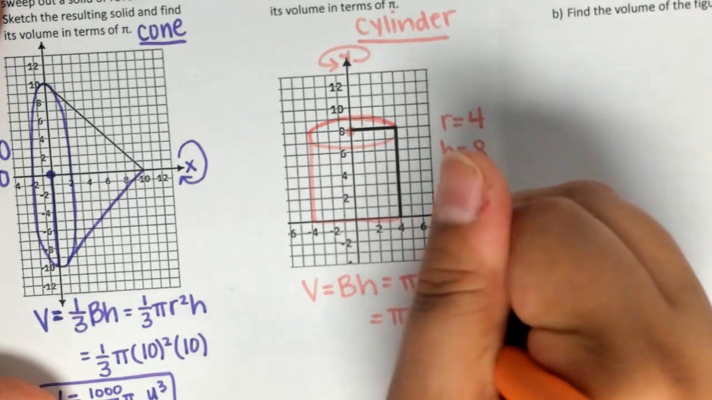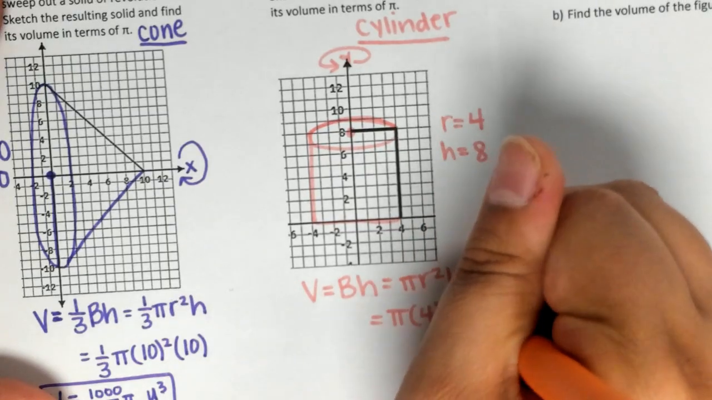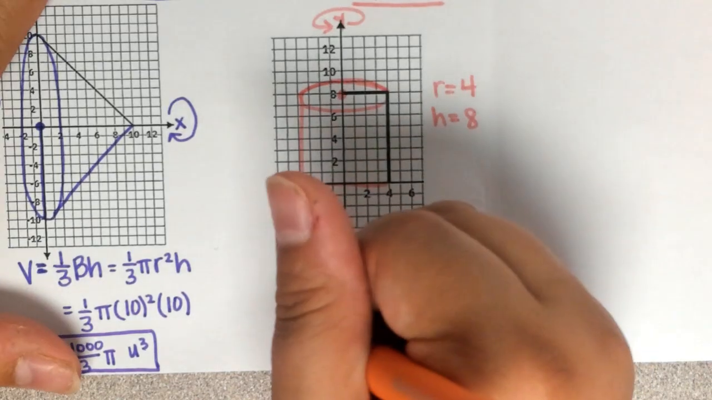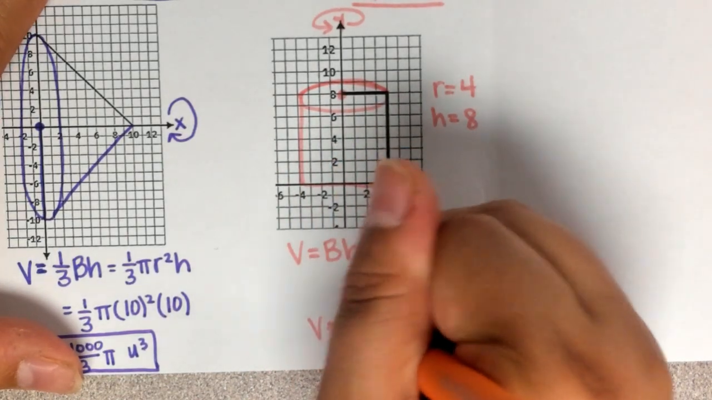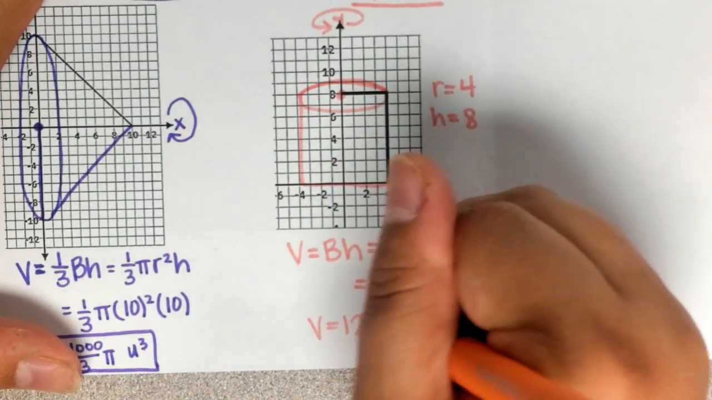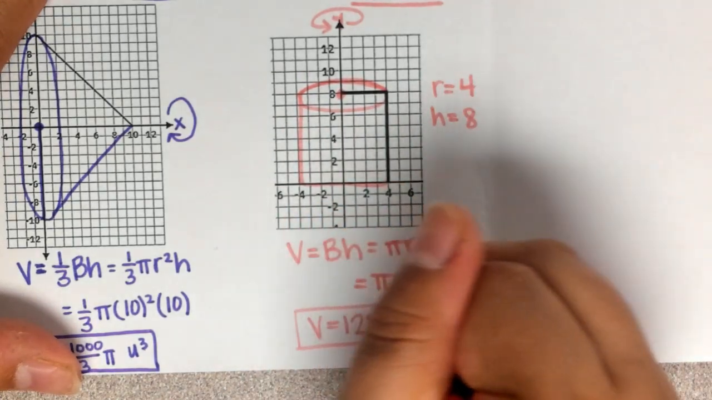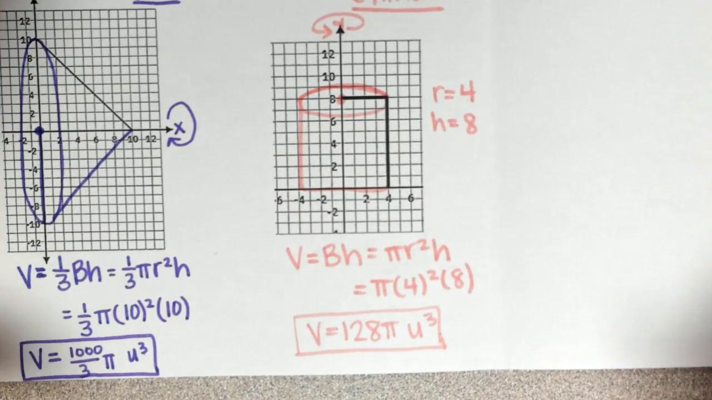So pi 4 squared times 8. What is 4 squared? Times 8? I don't know that either. What is it? 128? 128 pi units cubed. What questions can I answer?